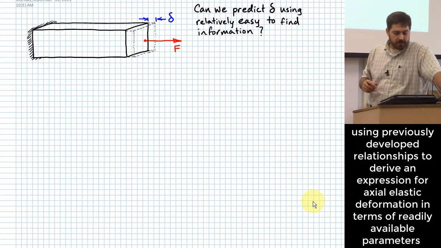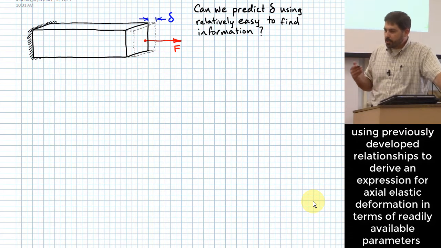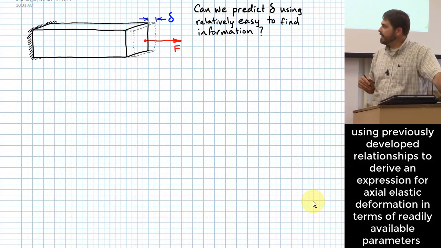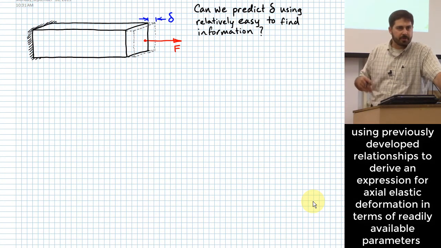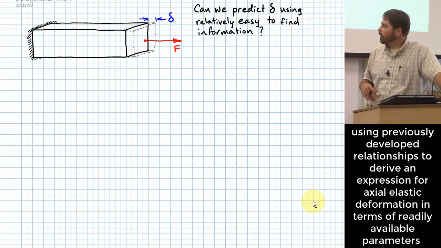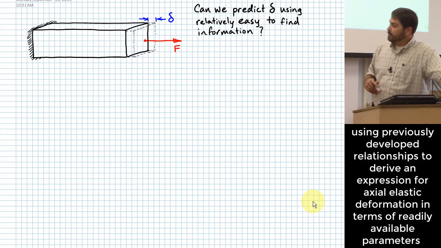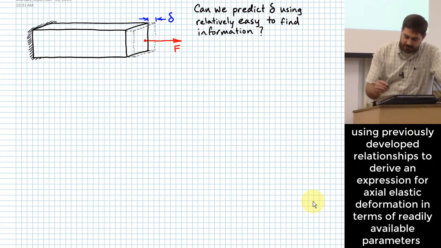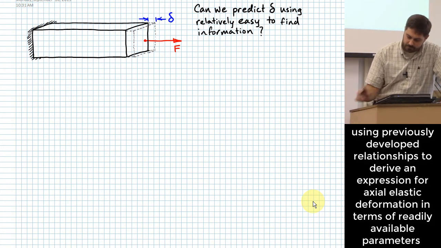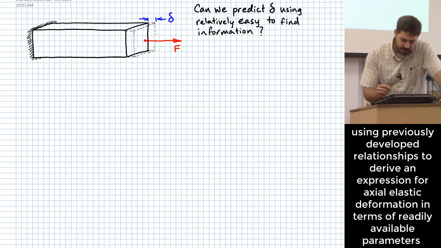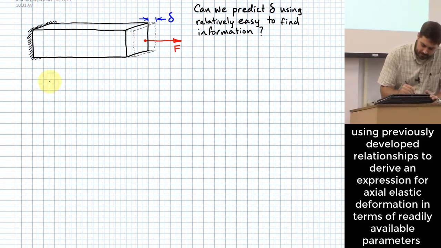So let me actually start here. We know we're trying to get delta, right? Did delta show up in any of our other formulas that we've talked about up till now? Okay, where did it show up? Okay, so delta was part of our definition of strain, right? So if we want, we can take that and just try to remember that definition of strain. So strain was going to be equal to what?